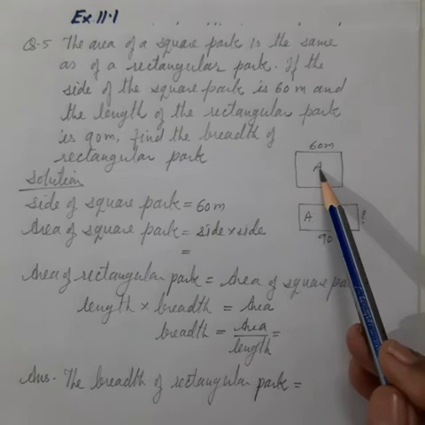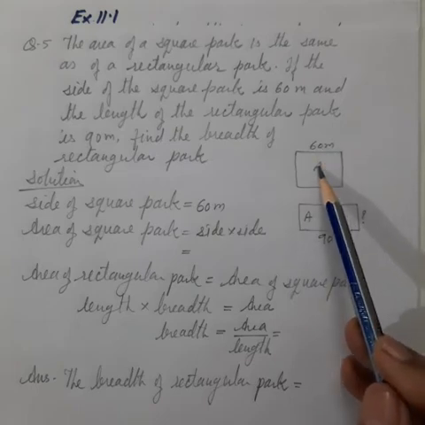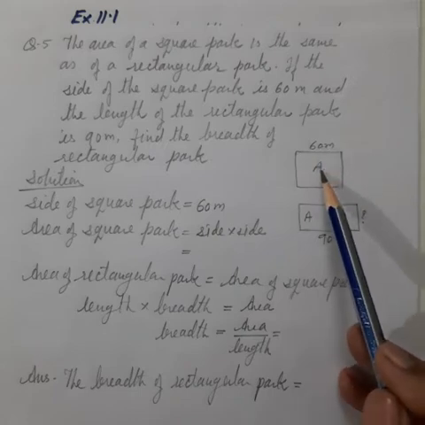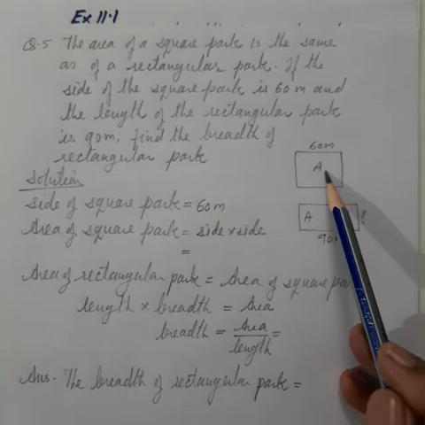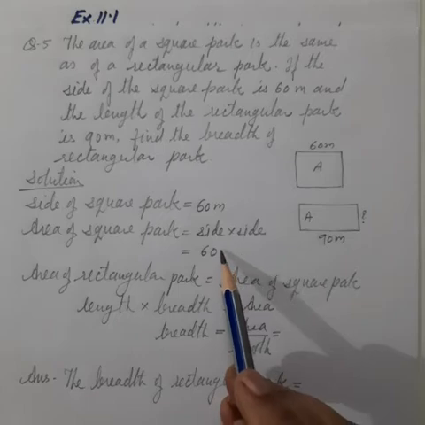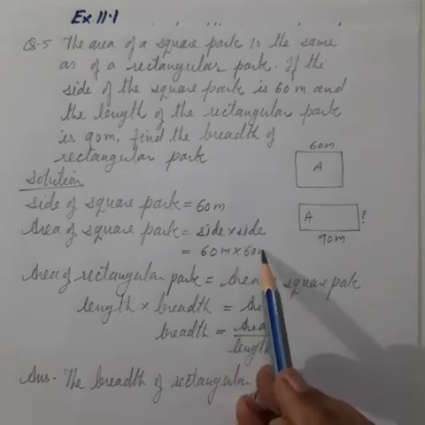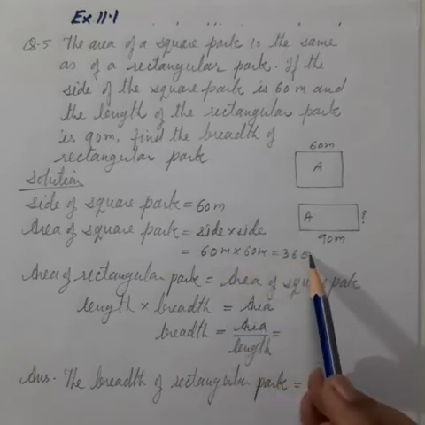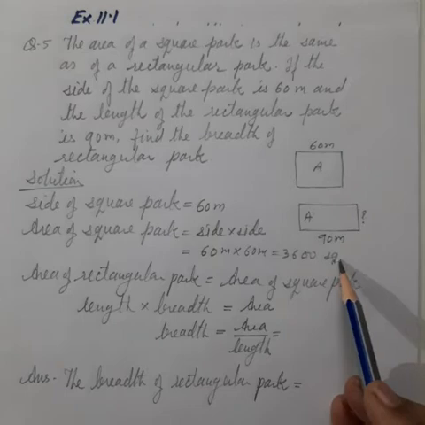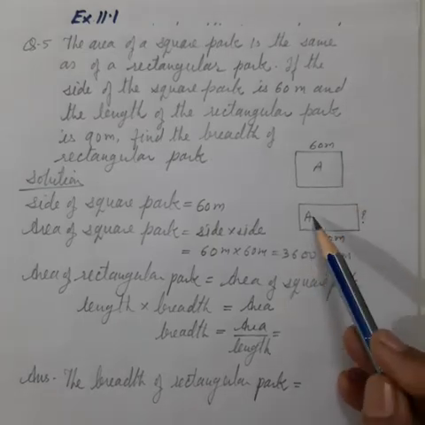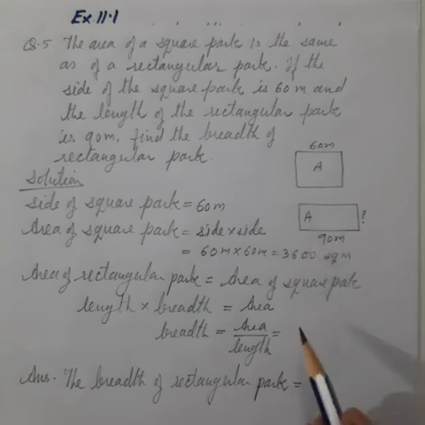This area of the square we can find out because the area of square is equal to side into side, and side is given. So let us find out the area of this square park first. Area of square park is side into side, and side is given 60 meter. 60 meter into 60 meter. 6 sixes are 36 and 2 zeros. Meter into meter, square meter. Now these two areas are given equal. So divide this area by the length 90. So we will get the breadth.